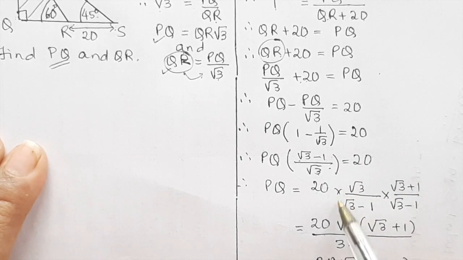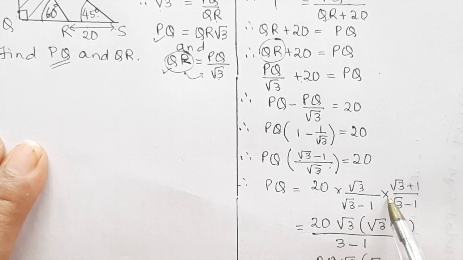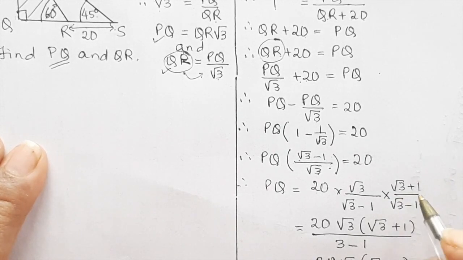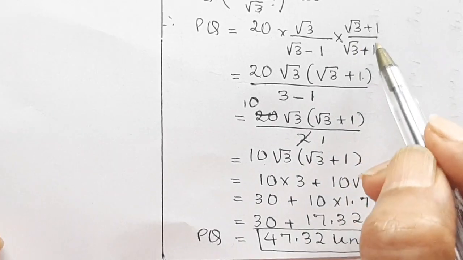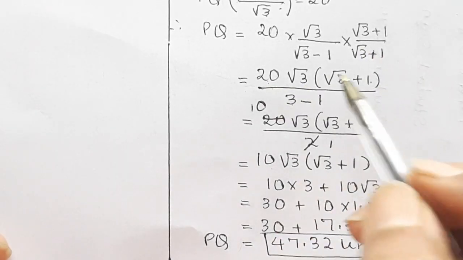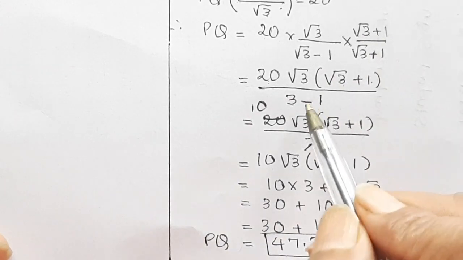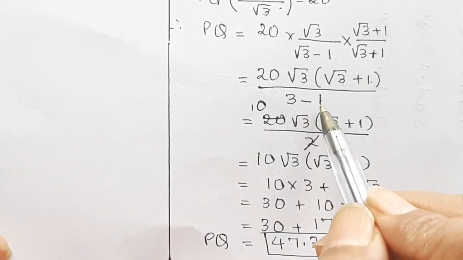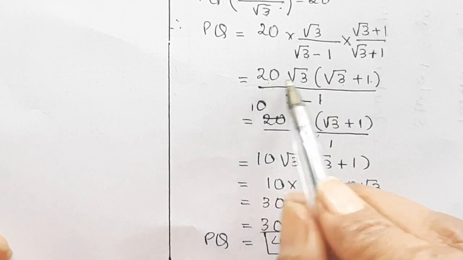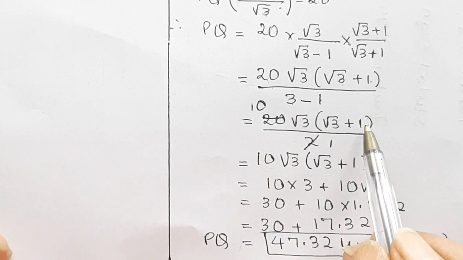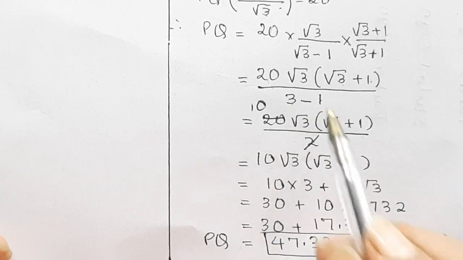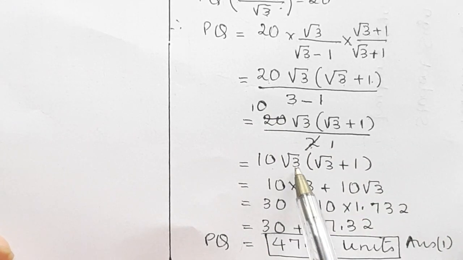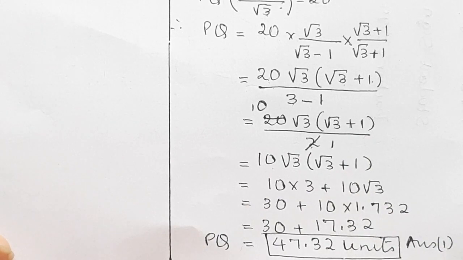But now it becomes an irrational denominator, so you rationalize it by multiplying by root 3 plus 1 upon root 3 plus 1. After rationalizing, we get 20 root 3 into bracket root 3 plus 1, and below this is a minus b into a plus b, so that will be a square minus b square. In the numerator, we make no changes, copy it as it is. And here it is 3 minus 1, which is 2. 2 ones are 2, and 2 goes 10 times. So 10 root 3 into bracket root 3 plus 1.